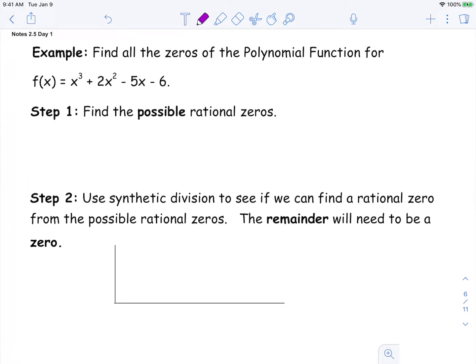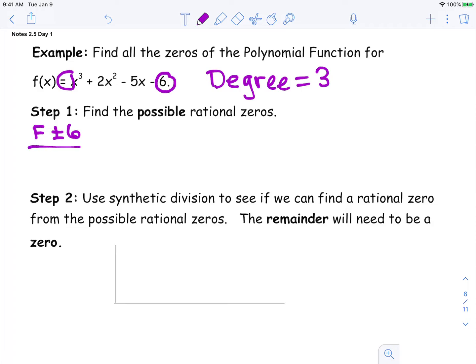So here's our function. It's a cubic function. The degree is 3. So that tells me that I have up to 3 zeros. So we're going to list the possible rational zeros. So we're going to use our rational zero theorem. Here is our constant. Here is our leading coefficient. So we're looking for the factors of plus or minus 6 divided by the factors of plus or minus 1.